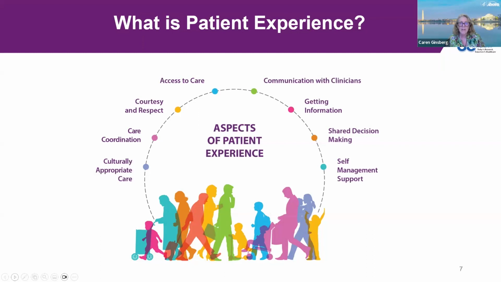Patient experience is different from patient satisfaction. They're often used interchangeably, but they're really not the same thing. Patient satisfaction measures how patients feel about their healthcare and whether their expectations for their healthcare encounter were met. Patient experience measures are objective and actionable for quality improvement, whereas patient satisfaction measures are subjective and they have a different meaning and purpose entirely.